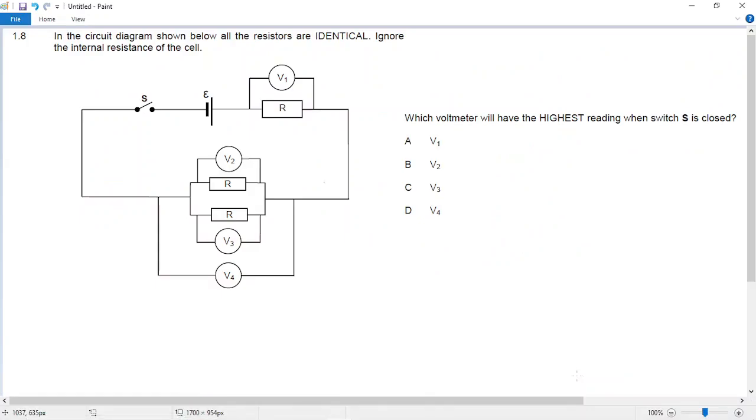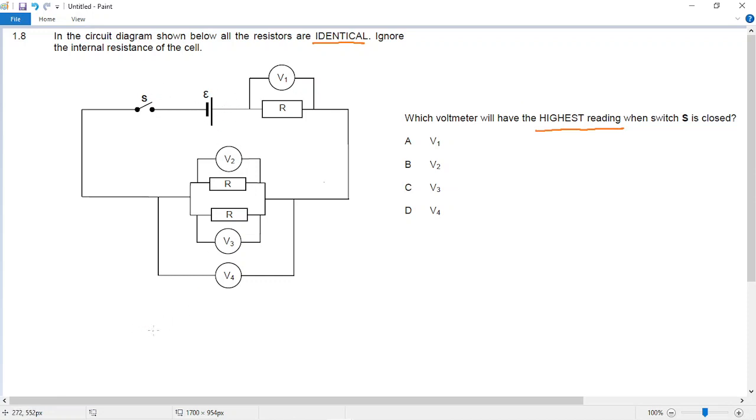Okay, let's look at question 1.8. In the circuit diagram below, all resistors are identical. Ignore the internal resistance of the cell. Okay, so let's have a look here at the circuit. It says, which voltmeter will have the highest reading when switch S is closed?